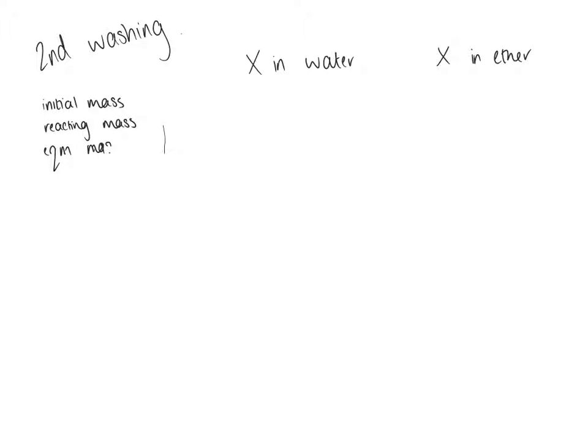And again, we need to set out our working out as before. So we've got X in water versus X in ether. Down the left hand side, same working out: initial mass, reacting mass, equilibrium mass, volume of solvent, and equilibrium concentration.